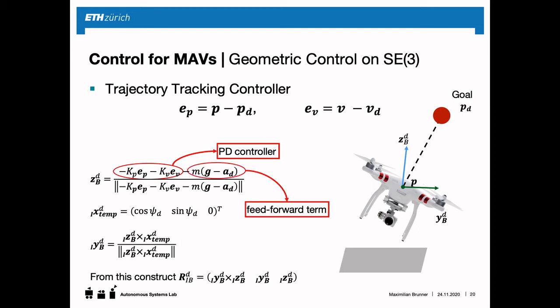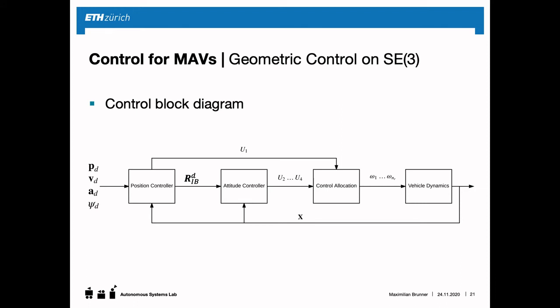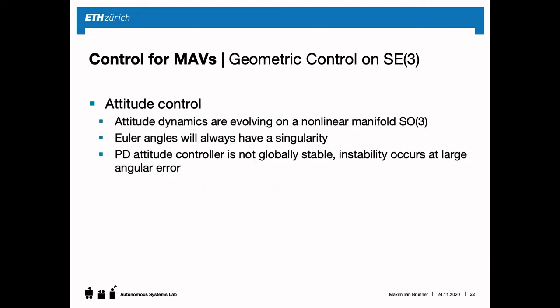So next we're going to look into how this reference attitude, R_IB, is used by the attitude controller to compute the virtual inputs U2 to U4. In the lecture from last week, you already saw an attitude controller that was based on the Euler angle errors. So basically what you were doing there is that you linearized around the hover case and then designed a PD controller based on roll, pitch, and yaw errors. And this works for small angle errors, but it is definitely not globally stable.